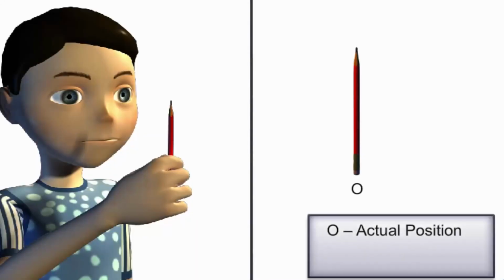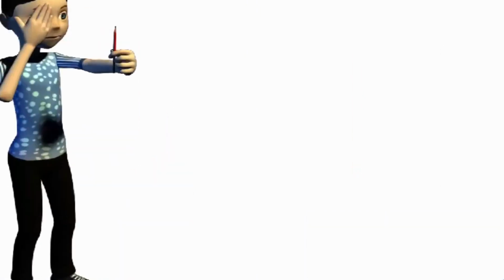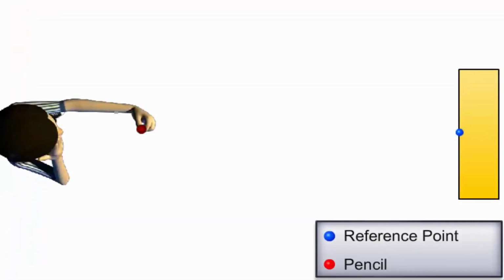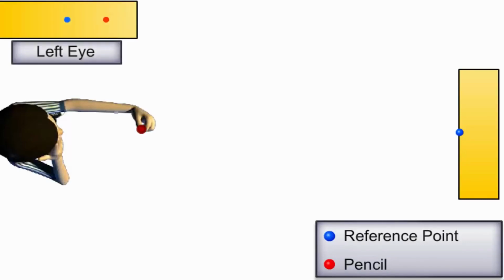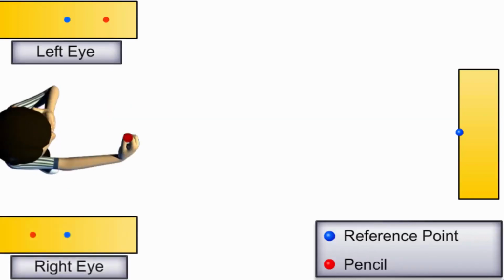What happens if you look at an object with one eye closed? Its position seems to be moved a little from the original position. If you look at a pencil held in front of your eyes against a fixed reference point on a plain wall, with your left eye closing your right eye, and then with your right eye closing your left eye, you observe that the position of the pencil seems to change with respect to the fixed reference point on the wall.